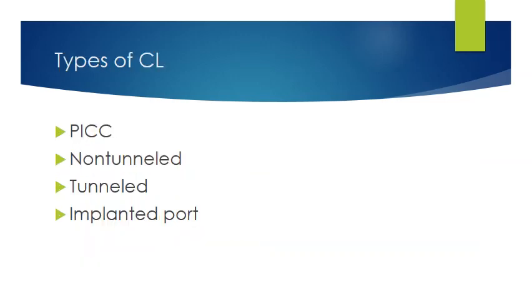Okay, types of central lines, the 4 that we're going to talk about. A PICC, and what does PICC stand for? Peripherally inserted central catheter. The second one is a non-tunneled percutaneous central venous catheter, and we'll just refer to that as a non-tunneled. And then you have a tunneled central venous catheter and an implanted port. And we're going to talk about each one of these individually.